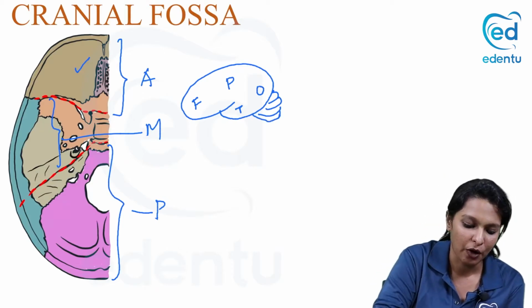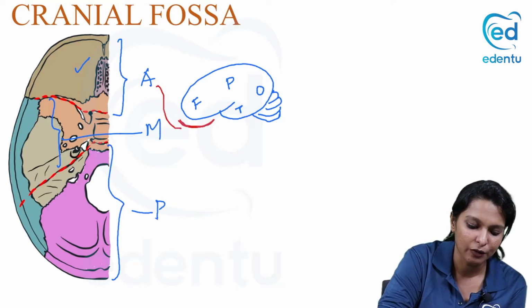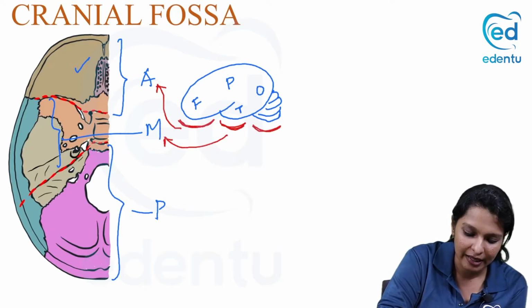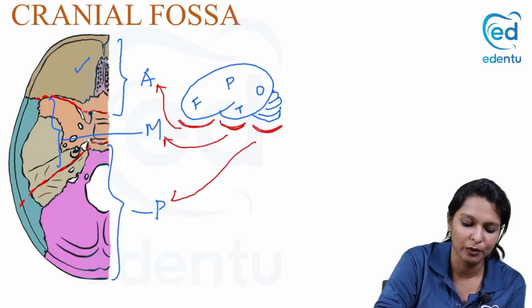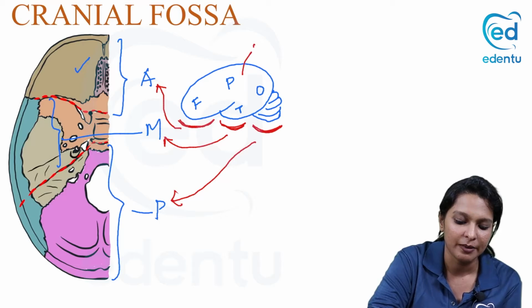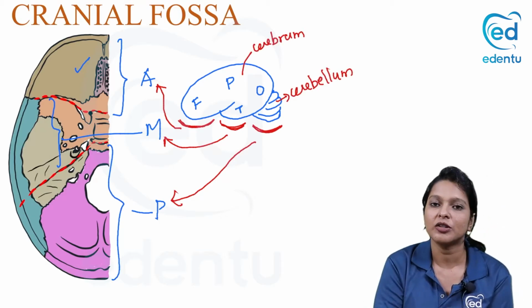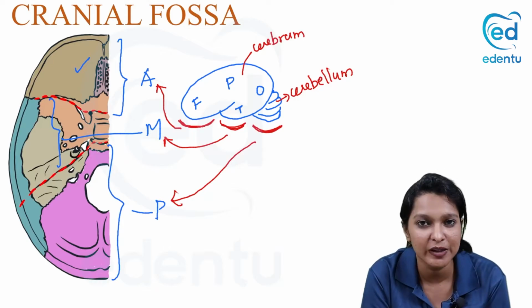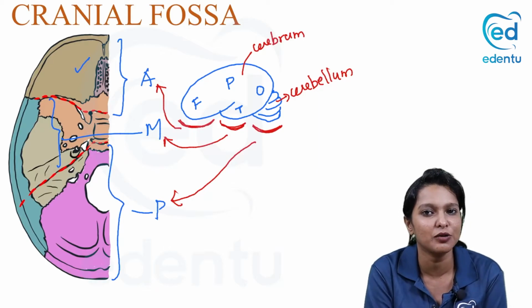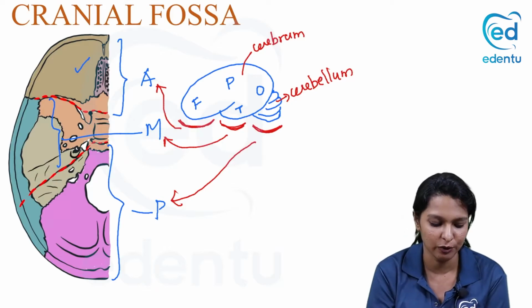So the frontal lobe is related to the anterior cranial fossa. The temporal lobe is related to the middle cranial fossa and the cerebellum is related to the posterior cranial fossa. These are parts of the cerebrum and cerebellum. So this is the relation of each of the cranial fossae with the parts of the brain, the anterior, middle and posterior cranial fossae.